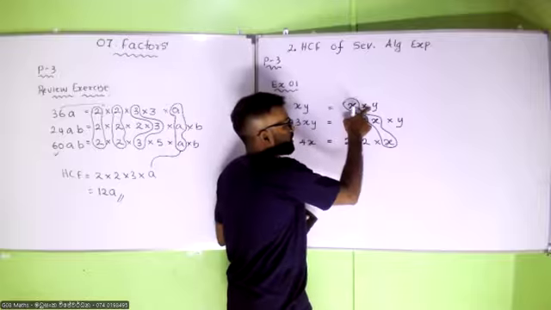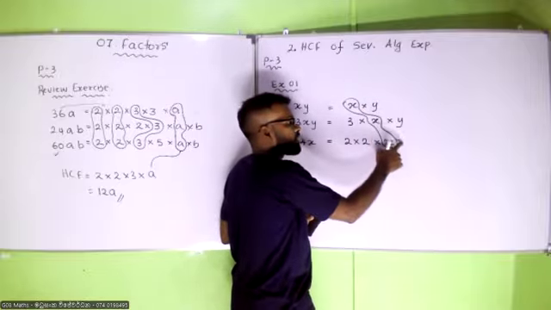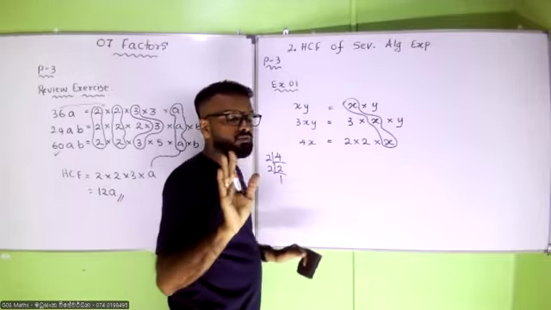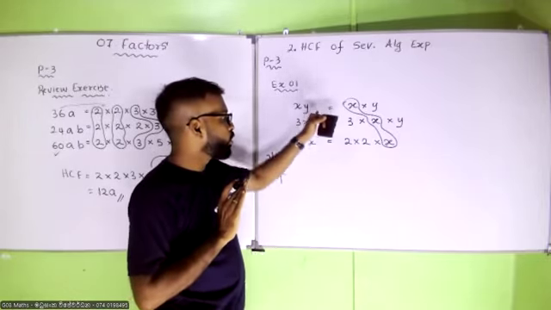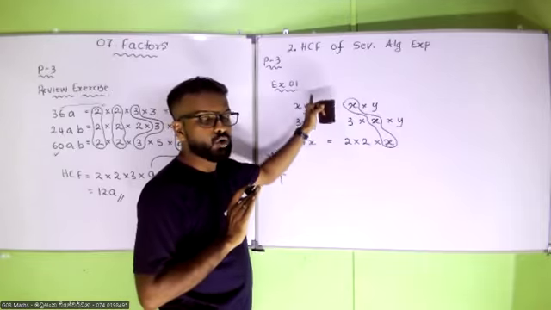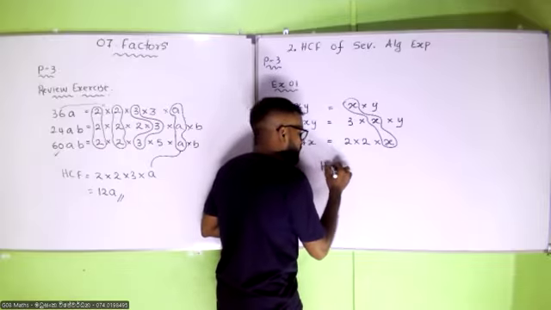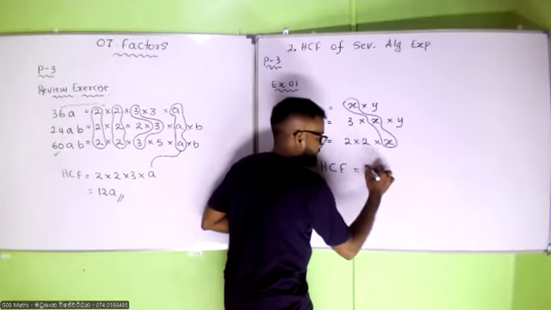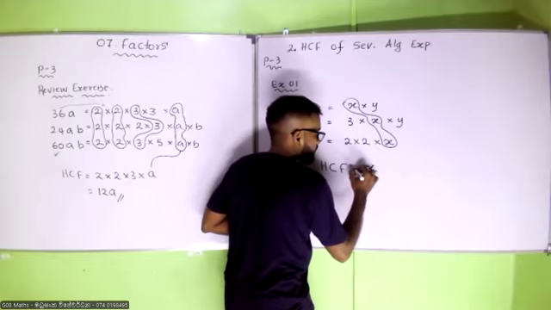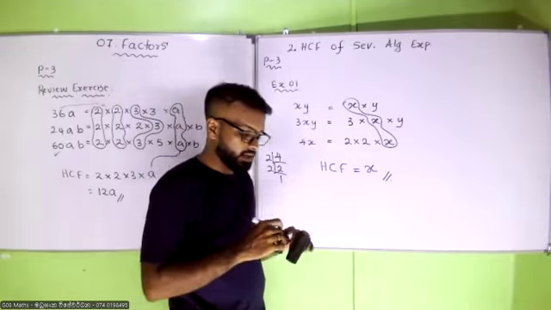And here we have y. y is common for this one and this one, but not for here. So y is not a common factor for all three terms. So the highest common factor is x only. Done.